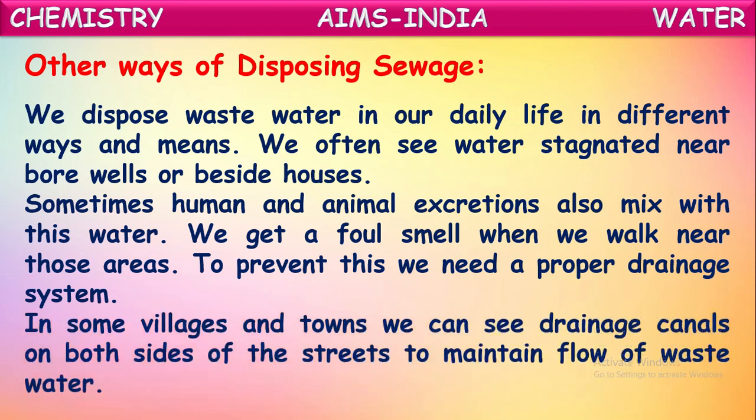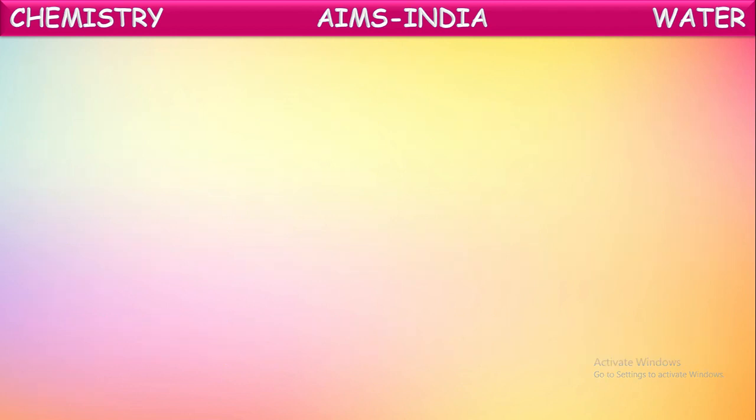In some villages and towns, we can see drainage canals on both sides of the streets to maintain flow of wastewater. Have you ever seen this? If we go to villages, we can observe. On both sides of the streets, there will be drainage canals, which are meant for flowing of this wastewater. This wastewater will flow along with these roadside canals, and they maintain dry places. No stagnation of water will be there, and hence it avoids germination.